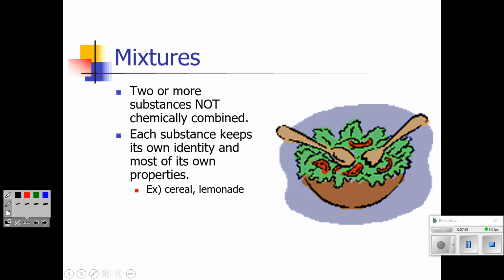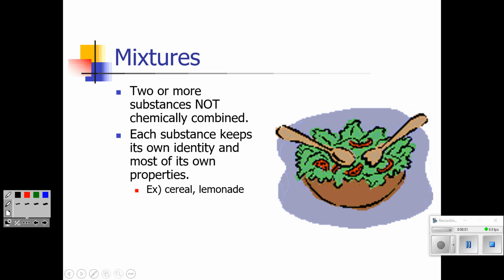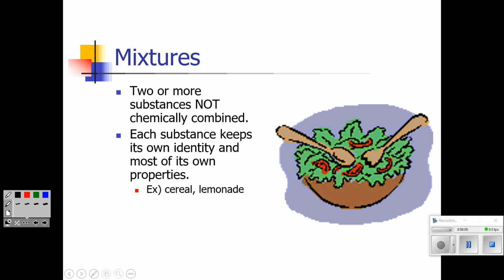Lemonade is a mixture because the lemonade dissolved in the water. So remember, I told you, anytime you have dissolving that happens, dissolving creates a mixture because you can get it back.